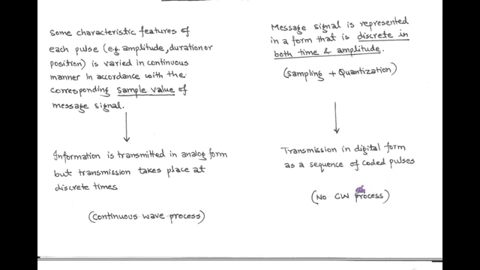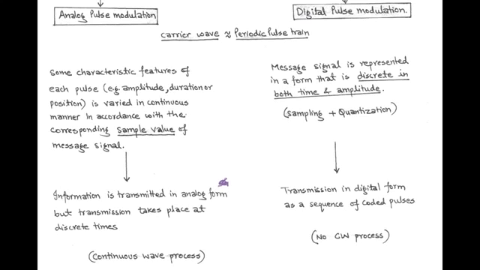And the main difference between analog pulse and digital pulse modulation is that in analog pulse modulation there is only the sampling process for discrete time, but in digital pulse modulation there are both sampling and quantization processes in order to get digital information. That is called digital communication.